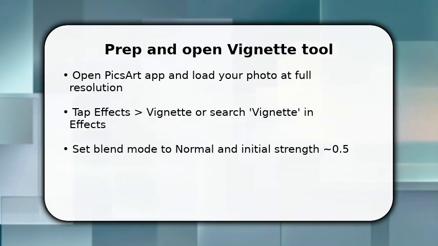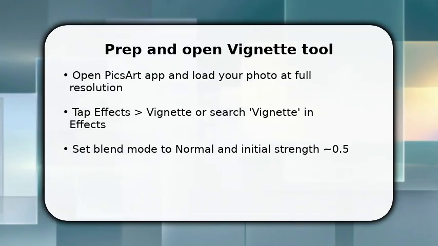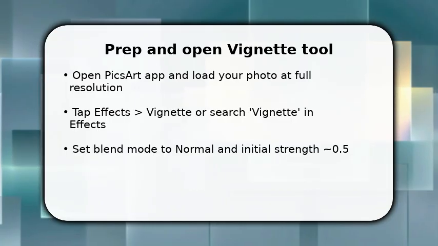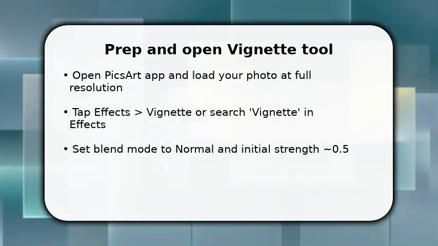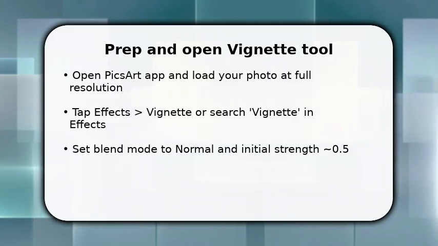Make sure the blend mode is normal and set strength around 0.5, to avoid crushing highlights. You're doing this now so adjustments later behave predictably. Keeping strength moderate preserves texture while giving you control for shaping and feathering in the next step.